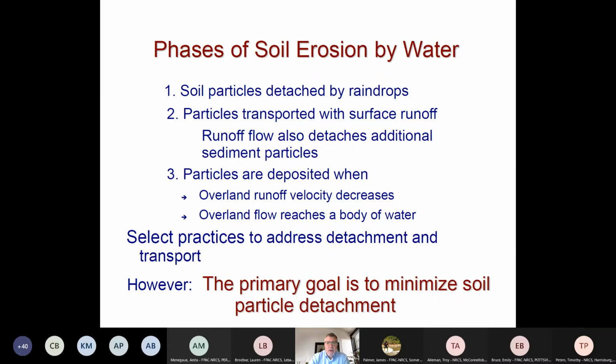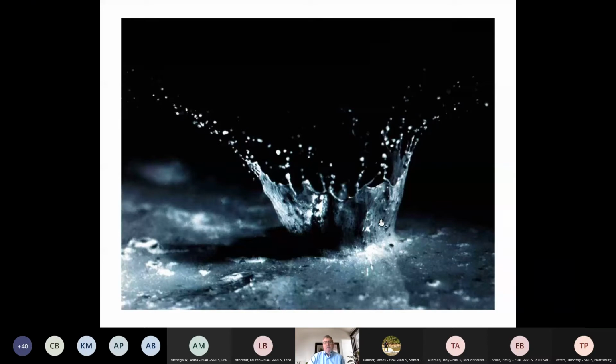So what we're going to look at for the next 20 minutes or so are practices that address this detachment and the transport of soil particles, and look at how our conservation practices can be used to reduce those problems. But the number one primary goal in cropland conservation is to minimize the detachment of the soil particle or sediment. And this is a photograph.